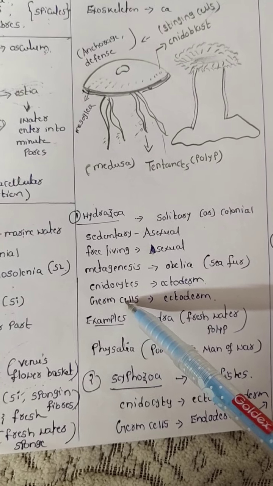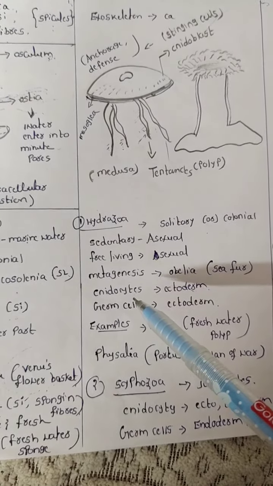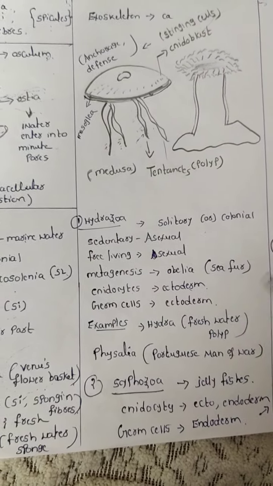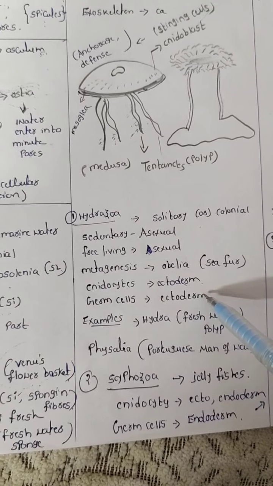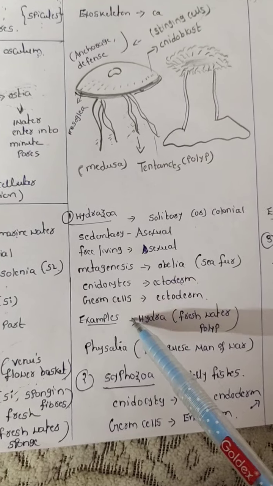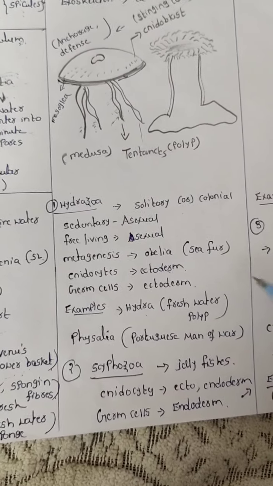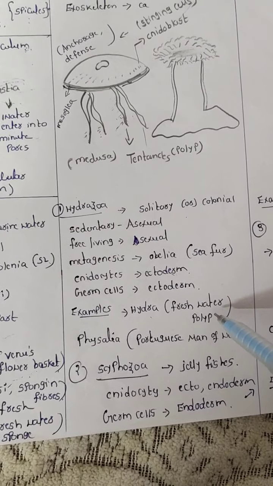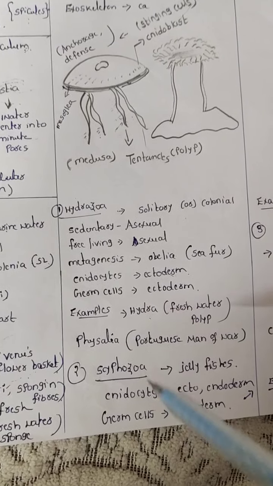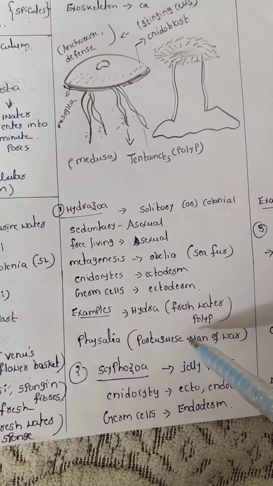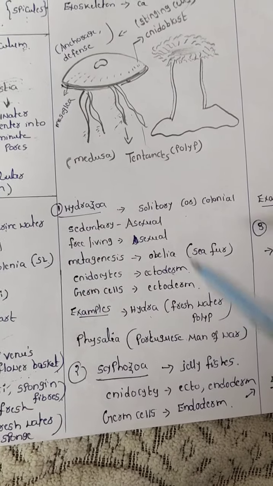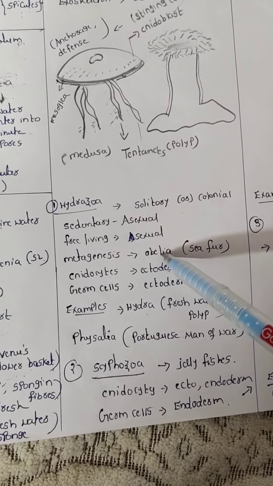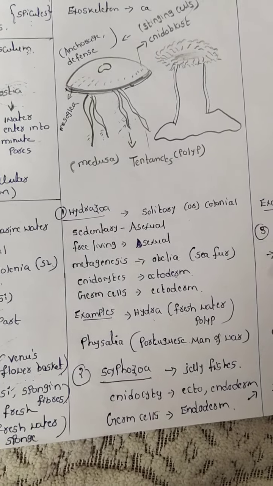Germ cells, what are germ cells? Reproductive cells are called germ cells. What is the germ cells' origin? Ectodermal origin. The best example is Hydra. Hydra is commonly called the freshwater polyp. Physalia is commonly called the Portuguese man of war. And another example is Obelia, commonly called a sea fur.